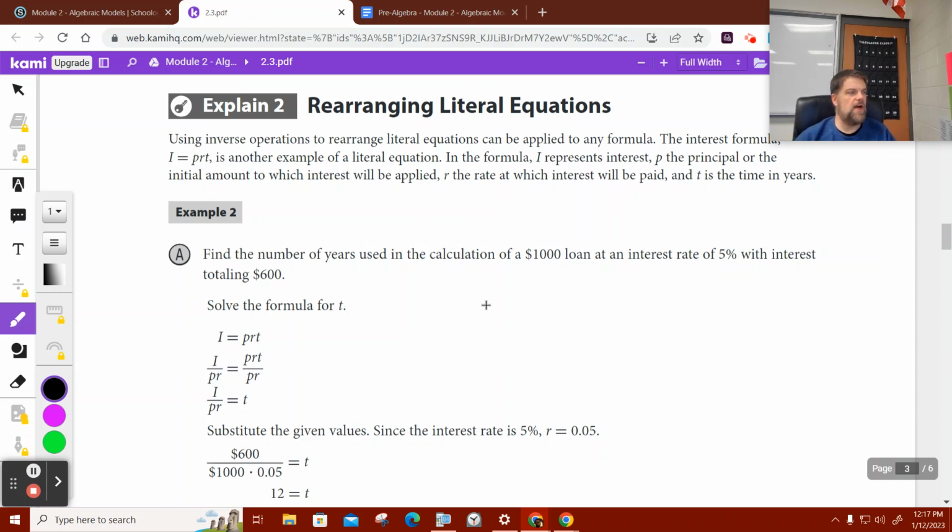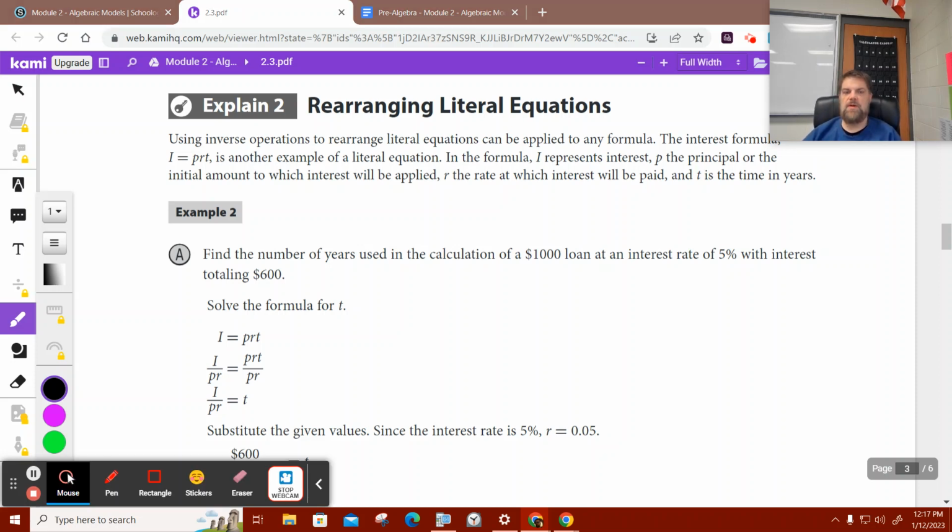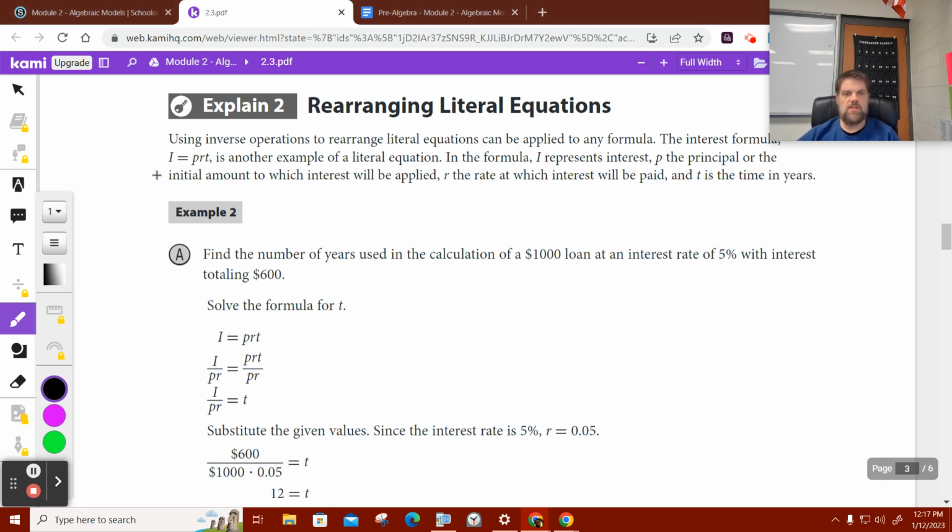All right, so for example number 2, we're going to rearrange literal equations, okay? So let's read this. It says using inverse operations, all right, that's important. So I want you to underline that. Inverse operations to rearrange literal equations. You can use inverse operations basically to rearrange any equation. And that could be applied to any formula.